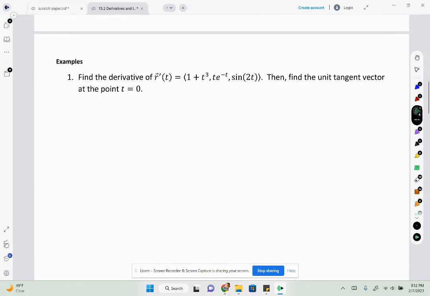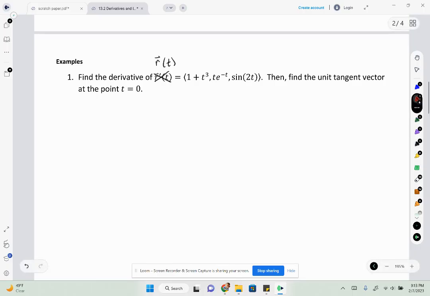Okay, I'm already seeing a typo in here. Hold on, let me just cross this out because it shouldn't say find the derivative of r prime. It should say find the derivative of r of t. And r of t is equal to a vector with components 1 plus t cubed, t e to the minus t, and sine of 2t.